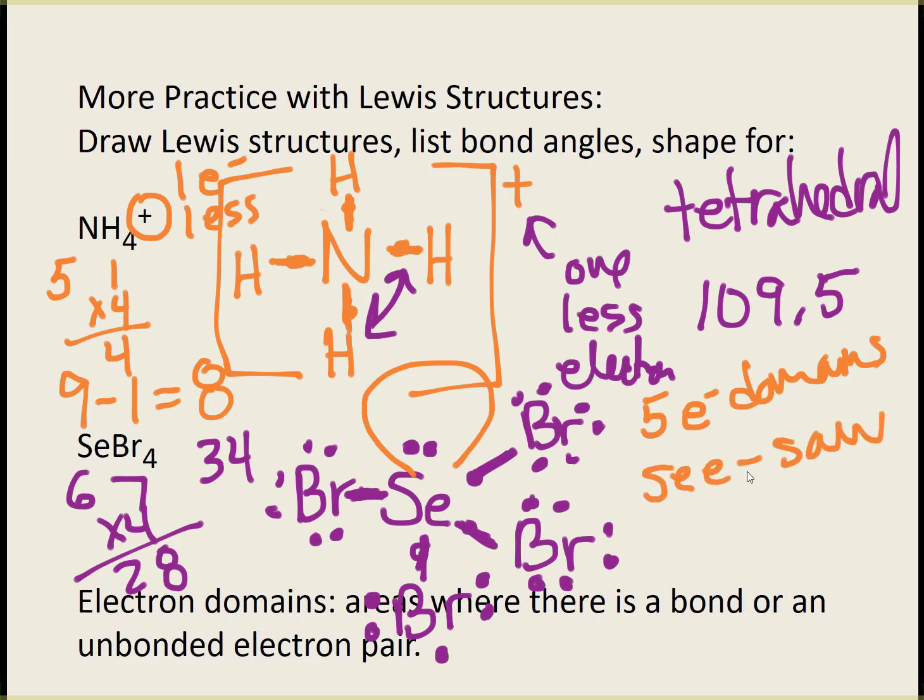And as far as the bond angles go, I would say that these bonds are put closer together. So between this and this, it wouldn't be 180. It would be, I don't know, 170, I would guess. And then between these guys, I would guess like, I don't know, maybe 100 degrees. So a little bit closer than a tetrahedral would be. All right. So again, 5 electron domains, but seesaw shape because there's one of those bonds missing.